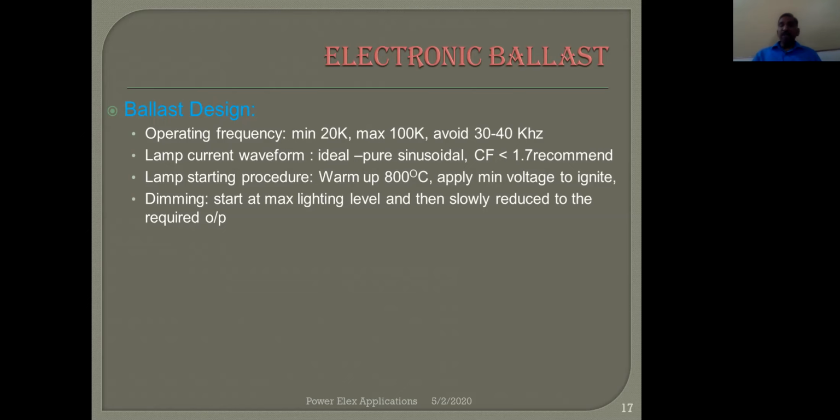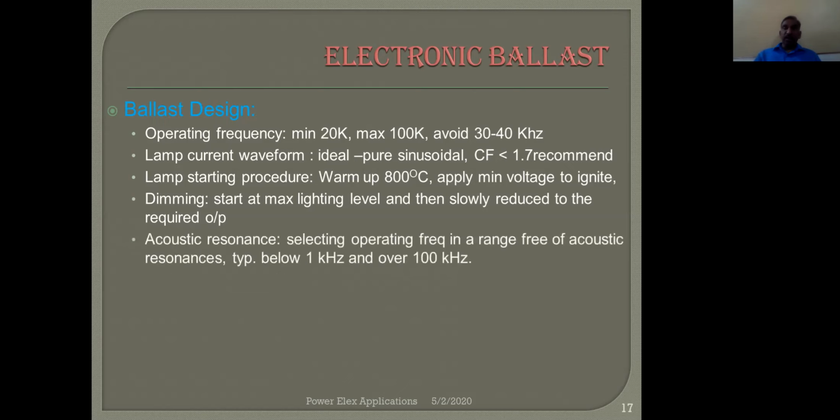If you start dimming, then breakdown may or may not occur and the lamp will not glow itself, so dimming will not happen properly. There might be flickers observed. So glow it fully and then dim it as per your requirement. Then reduce the intensity.